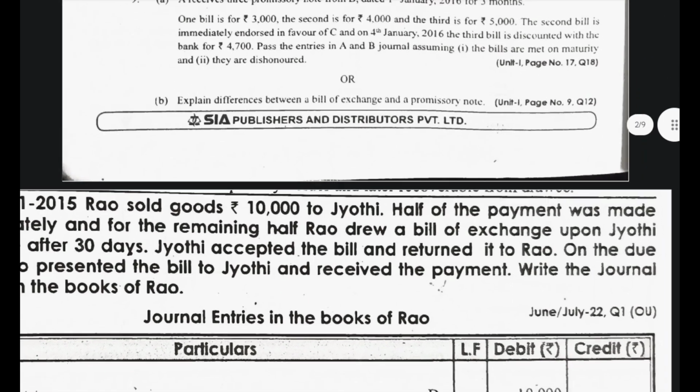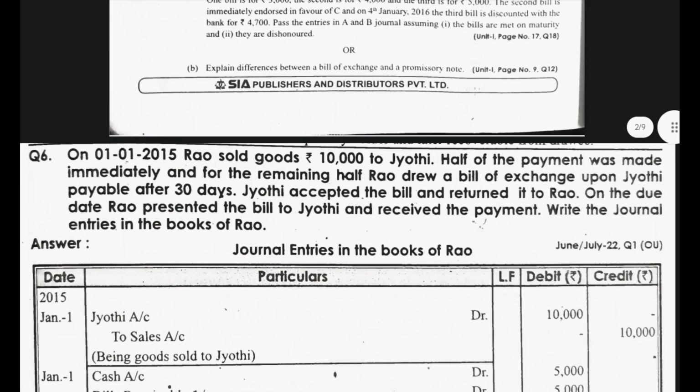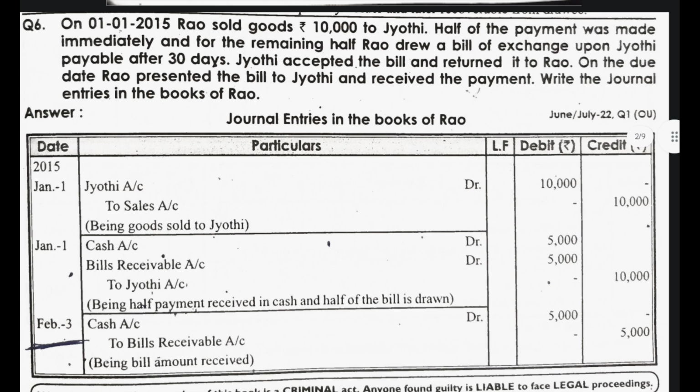Now, let's start. The first question we have is from 2015. Rao sold goods worth rupees 10,000 to Jyoti. Half of the payment was made immediately, and for the remaining half, Rao drew a bill of exchange upon Jyoti payable after 30 days. Jyoti accepted the bill and returned it to Rao. On the due date, Rao presented the bill to Jyoti and received the amount. Write the journal entries in the books of Rao.